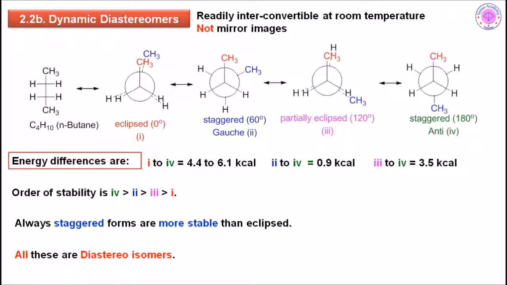These are obtained by C-C bond rotation. These isomers are also known as conformational isomers. Very, very important: conformational isomers. These staggered, eclipsed and all these forms are seen in the Newman projection. So dynamic stereoisomers are written in Newman projection, and staggered forms are more stable than Gauche or eclipsed forms. This is how dynamic stereoisomerism can be explained.